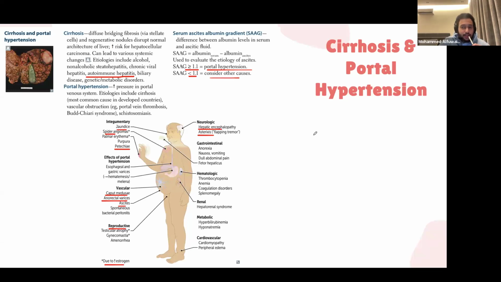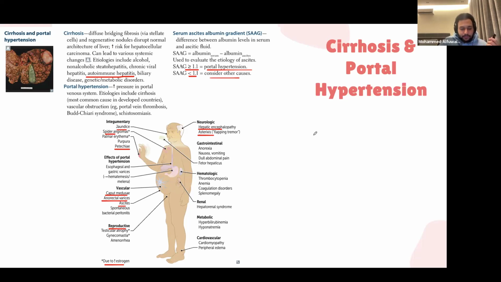Due to what in liver disease? Ammonia. How do you want to manage this patient with hyperammonemia? What drug do you give? Lactulose or rifaximin. Perfect. Lactulose is a more important drug to remember.